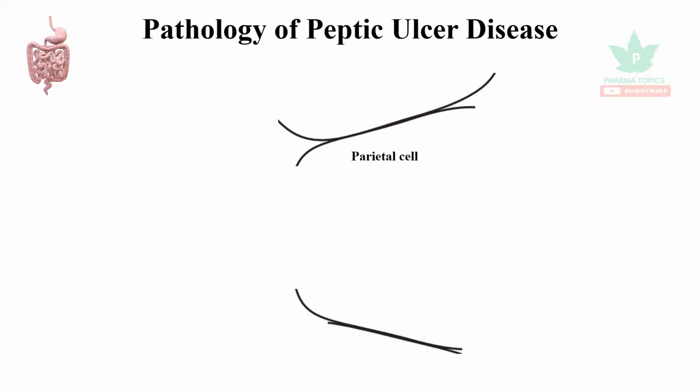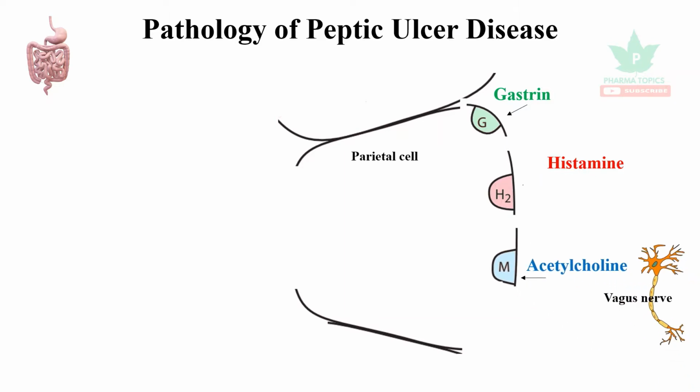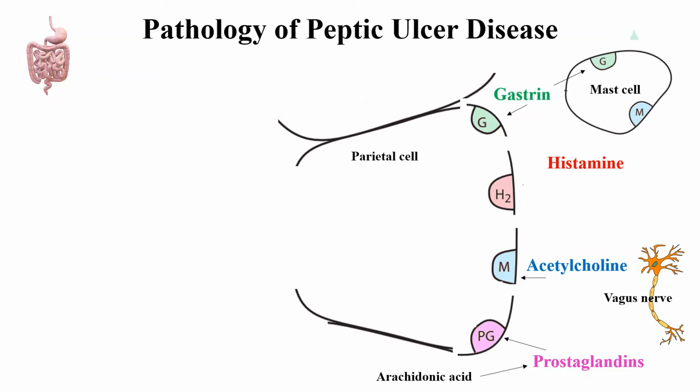So this is the parietal cell. It carries the receptors for gastrin, for histamine, actually H2 receptors. It carries the receptors for acetylcholine, and it carries the receptors for prostaglandins. Gastrin actually stimulates the mast cells, and that mast cells releases histamine. The autonomic nervous system, that is the parasympathetic nervous system, also stimulates the mast cells to release histamine. So histamine acts on the H2 receptors. H. pylori infection also causes increased secretion of gastrin, which stimulates the mast cell and that releases histamine.